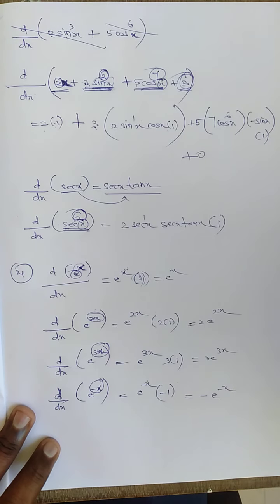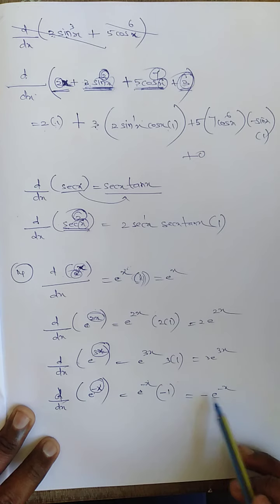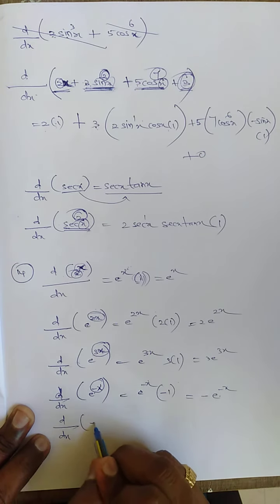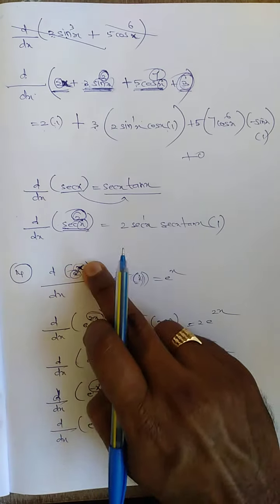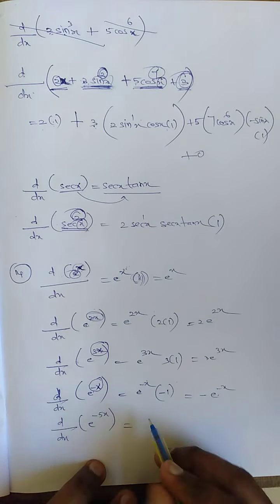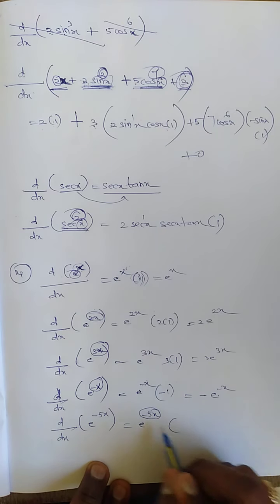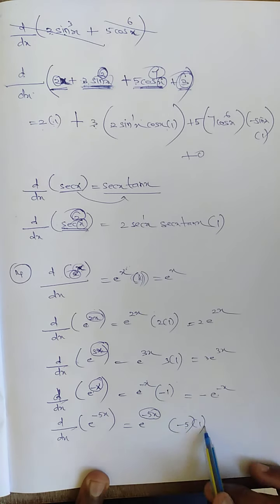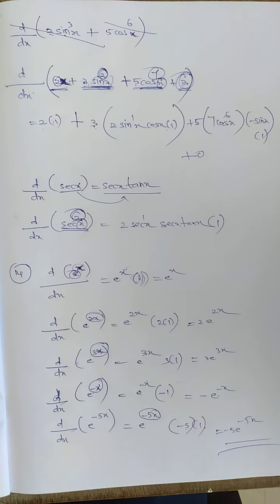This is somewhat different, see. E power x means e power x. E power minus x means minus e power minus x. So another formula: d by dx of e power minus 5x. E power x means e power x is the answer. E power minus 5x means e power minus 5x. Now differentiate this one: minus 5x differentiates to minus 5, x differentiates to 1. You need to write minus 5 as it is. So minus 5 e power minus 5x. This is the answer.